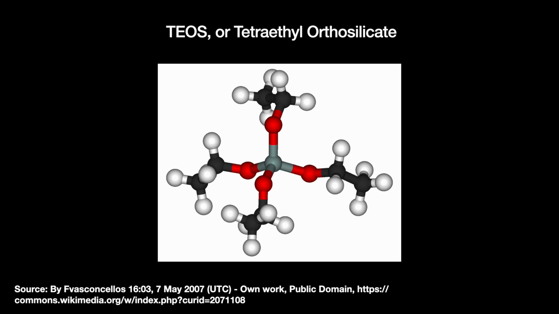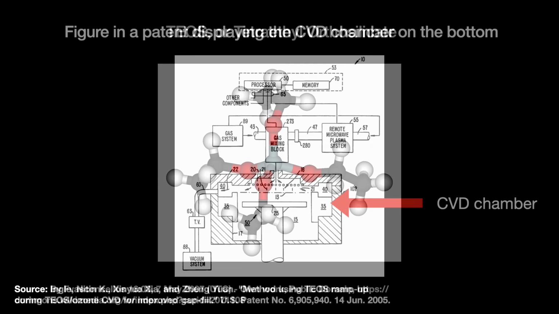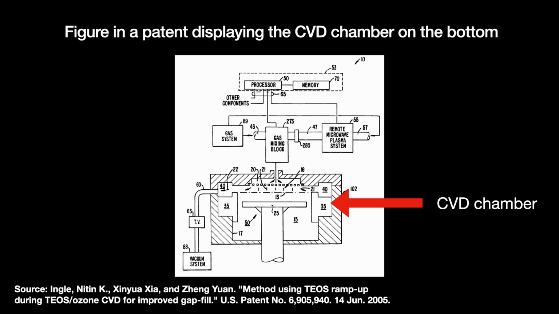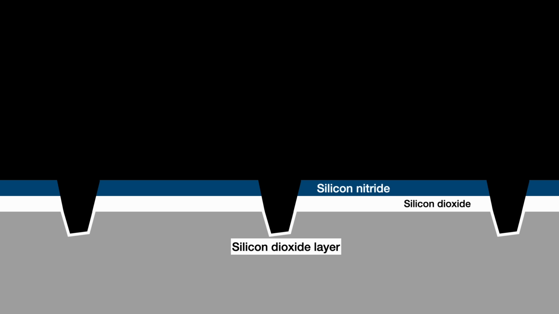The wafer is heated to 650 to 750 degrees Celsius, and the liquid PMOS is vaporized using a bubbler or a liquid injection system. This PMOS vapor is then introduced into the CVD chamber where it lands on the hot wafer surface and decomposes. This decomposition breaks silicon-oxygen-carbon bonds inside the TEOS, forming a dense film of silicon dioxide on the silicon.